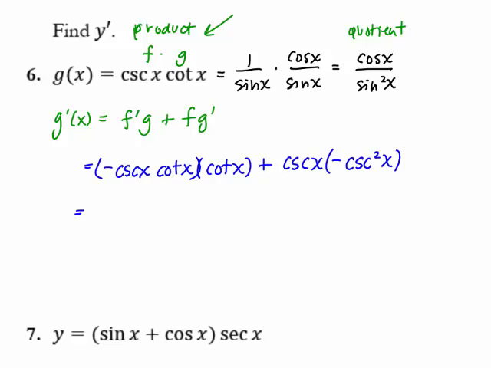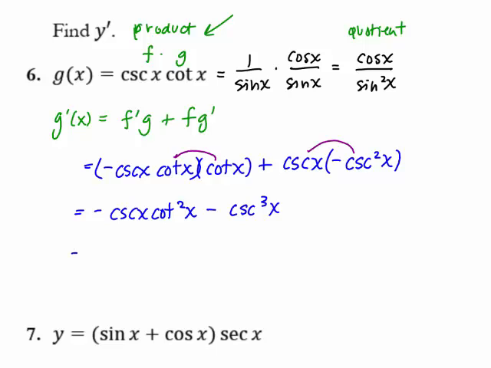Now we can simplify. This would be negative cosecant times cotangent squared. By multiplying these two together, they make a squared, and we had a cosecant squared times a cosecant. We'll make it cosecant cubed. And it's negative, right? So we'll change this sign to just a minus.